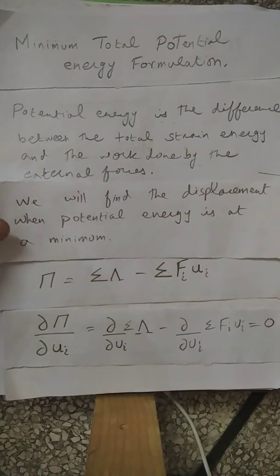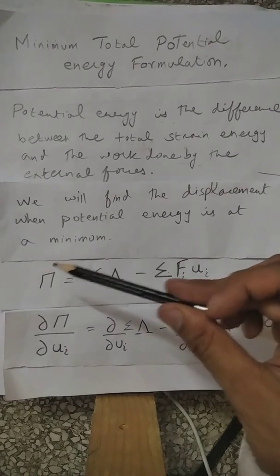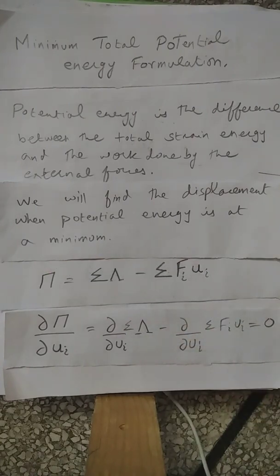We will find the displacement when potential energy is at its minimum, right? So in this formula, we have two things. One is the strain energy, the other is the work done. We will figure out both of them one by one. So we have strain energy.